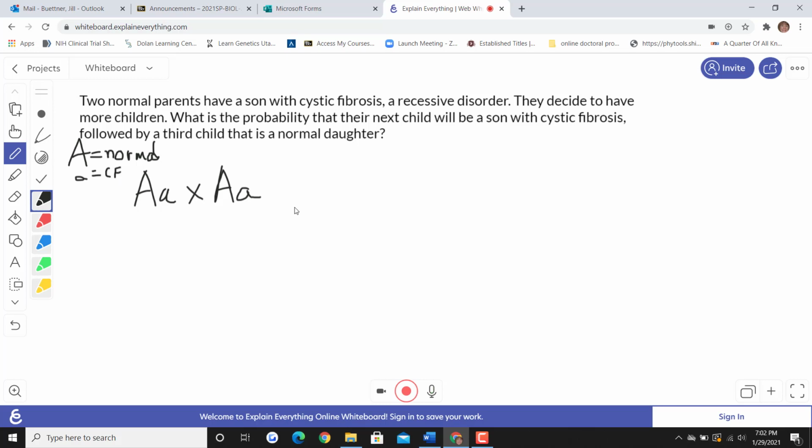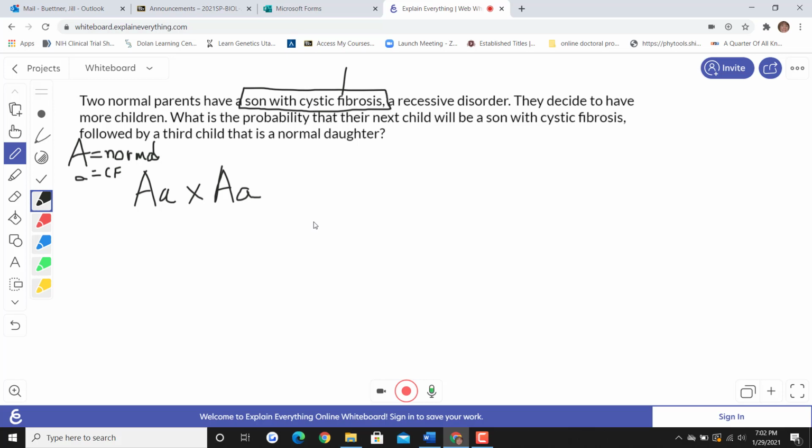Okay. They decide to have more children. Now that first child is already born. So here's something to think about. They're not asking you what the probability of having that first child would be, because that child's already born. Any event that's already happened has a probability of 100%.